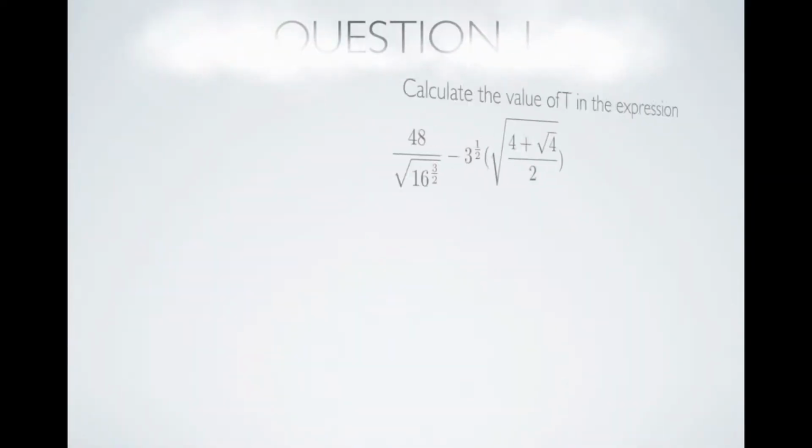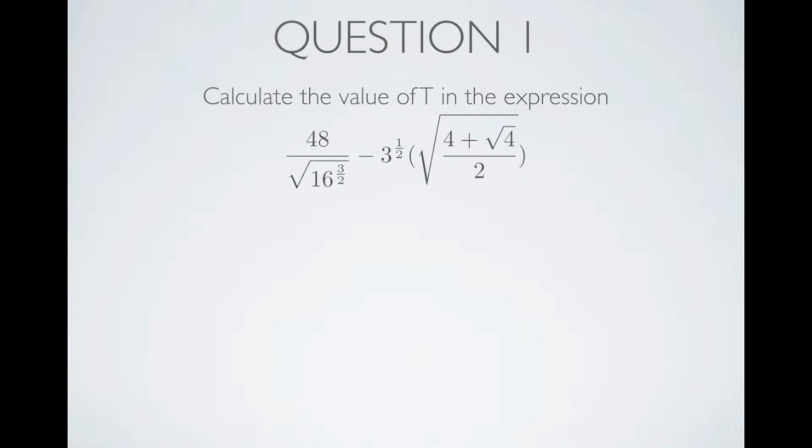The first question that we're given is to find the value of t, when t is given by this expression. The first thing that we should look at is the 16 to the power of 3 over 2. We know that this means to square root and then cube the answer, so the square root of 16 to the power of 3 is 4 to the power of 3, which is 64.